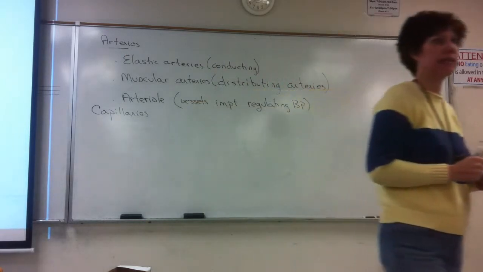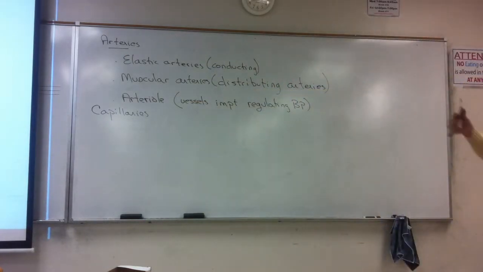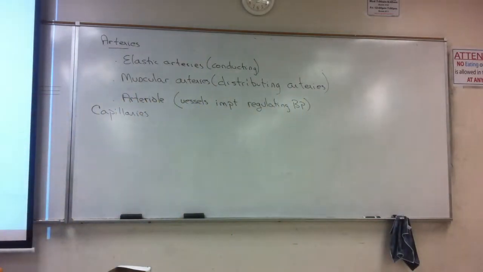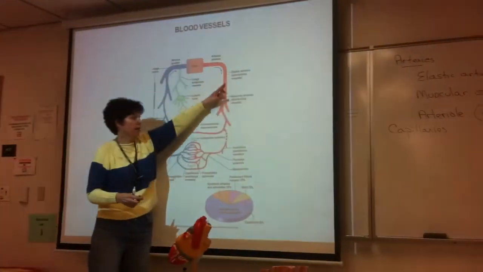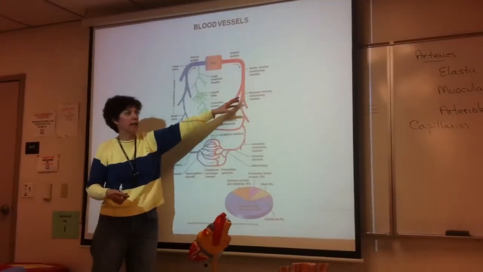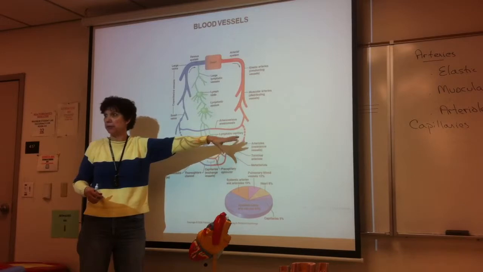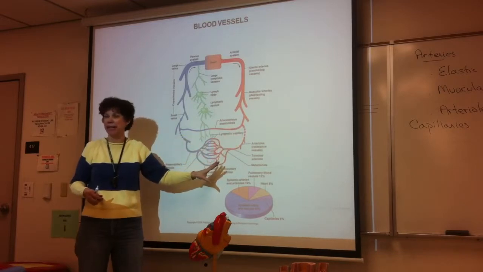Capillaries have the smallest diameter. They also are the most numerous. So as we're looking at our pathway here, we have the arterial flow. Pressure in the muscular arteries is going to be greater than pressure in the arterioles, which is going to be greater than pressure in the capillaries.